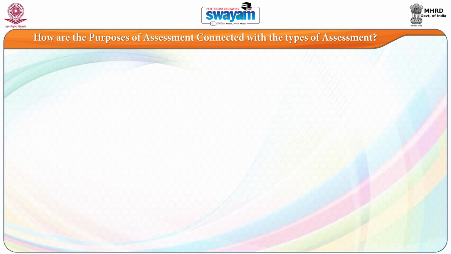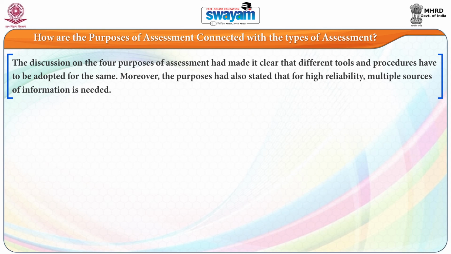Now, let us look into how the purpose of assessment is connected with the types of assessment. The discussion on the four purposes of assessment had made it clear that different tools and procedures have to be adopted for each. Moreover, it had also stated that for high reliability, multiple sources of information are needed. So, how can we connect the purpose with the type of assessment? The following section would provide the types of assessment to be used to attain the four different purposes. For every purpose, the types of formal and informal assessment tools that can be used are listed for you.